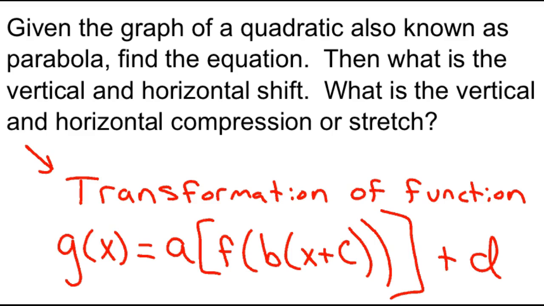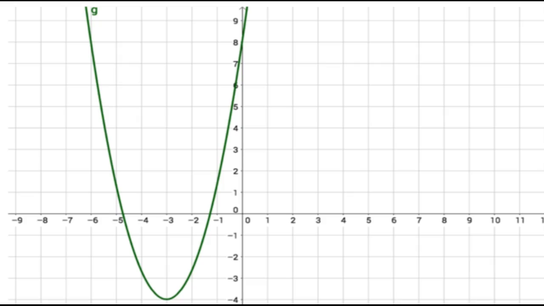So here we go. What I have here is the transformation of a function. A is your vertical compression, how much it's stretched or compressed. B is your horizontal compression or stretching. C is your horizontal shift. And D is your vertical, or up and down, shift. So here's our problem. We have to find out what A, B, C, and D are. What are all these shifts in this graph? And find the equation. The easy part actually is finding the equation.